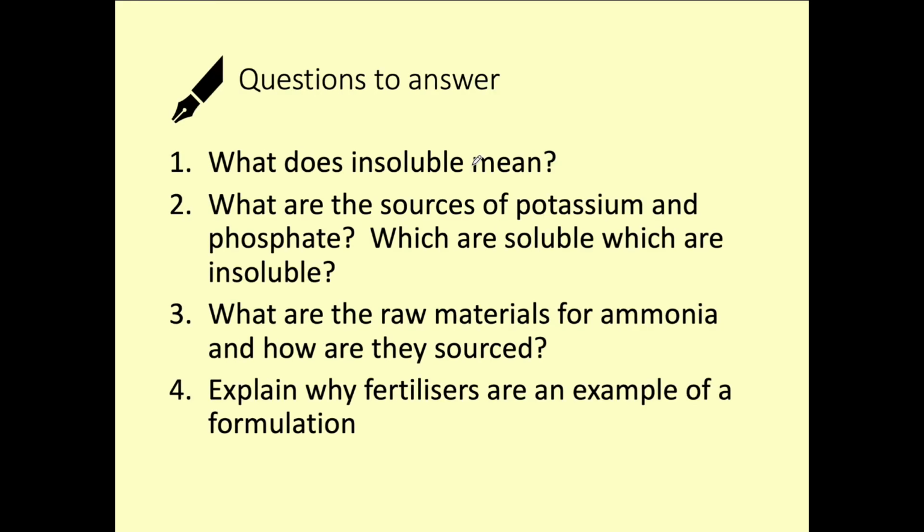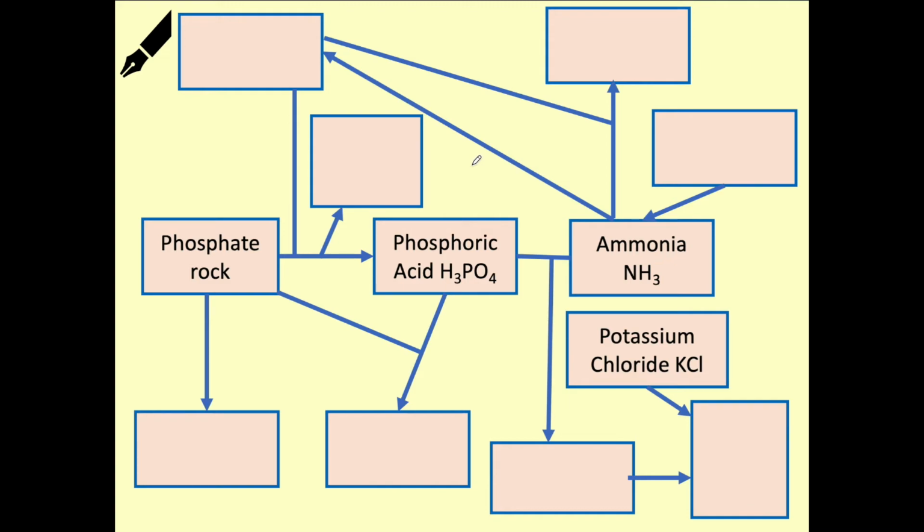Okay, so I have 4 questions for you to have a go at if you pause the video whilst you complete this. So the next activity is summarising those different salts that we were talking about. This diagram has arrows showing what we are using to produce something else. So phosphate rock, this is going to be reacting with one of our acids to produce some salts.